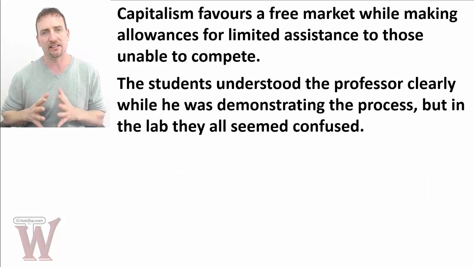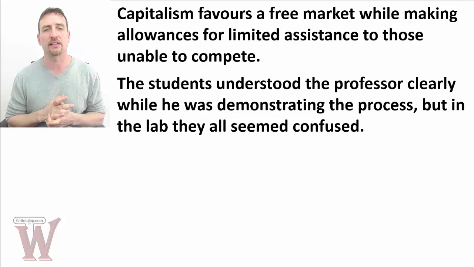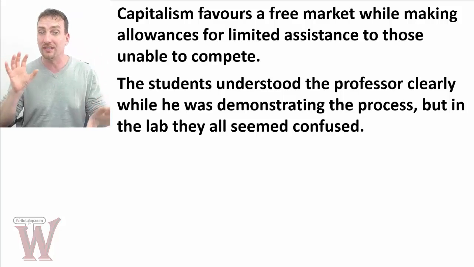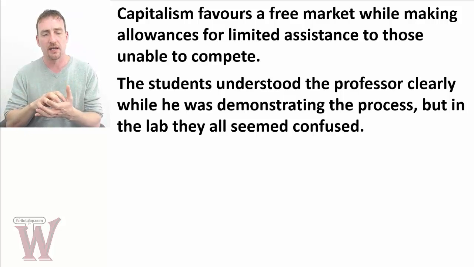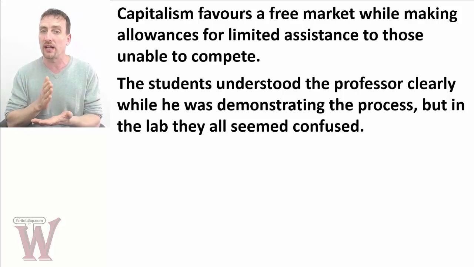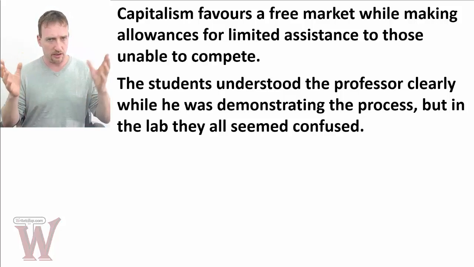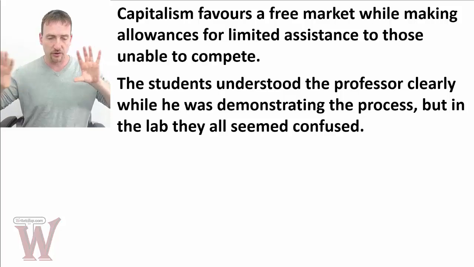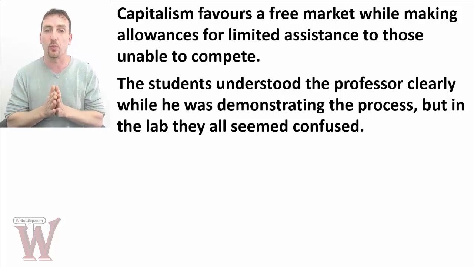So one of the main differences with whereas and while. Capitalism favors a free market while making allowances for limited assistance to those unable to compete. So, whereas can only be used when you're comparing two different things, capitalism, socialism. While can be used to show a contrast between two aspects of one thing. So it's very similar to though or although in this case. Although and though, as we'll see in a moment, you're only looking at contrasting elements of one thing, whereas two separate things. While could be used for two separate things or two aspects of one thing.